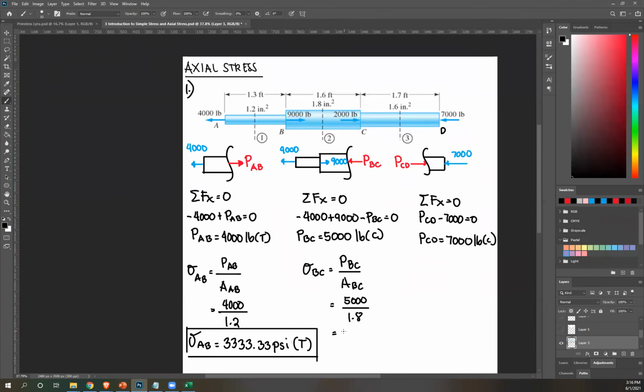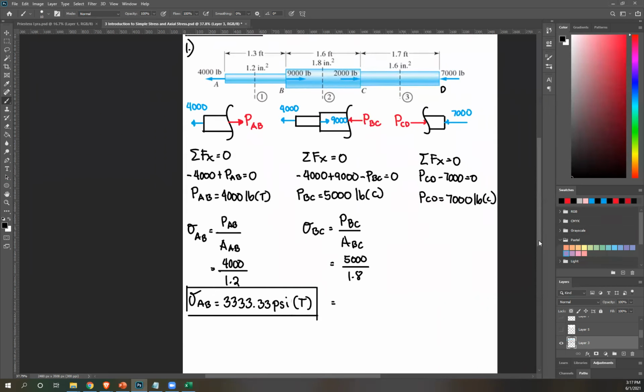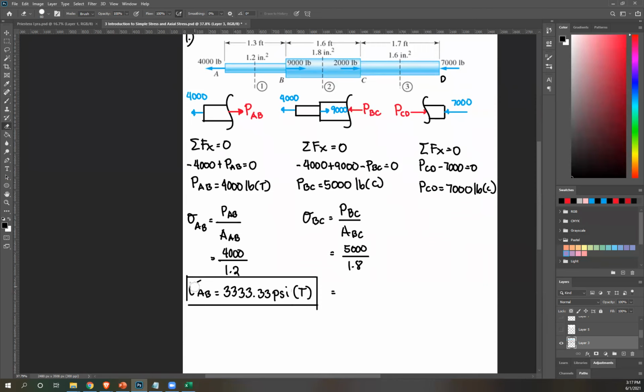So yes, it's 2. All right, let's move this. $2,777.78. Unit is PSI as mentioned earlier. And again, compression.